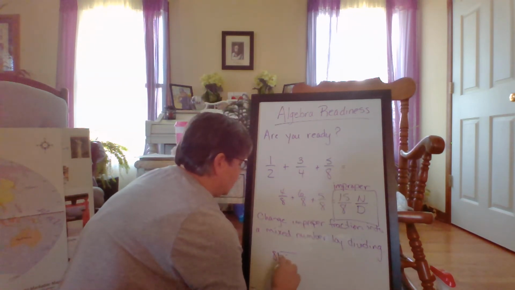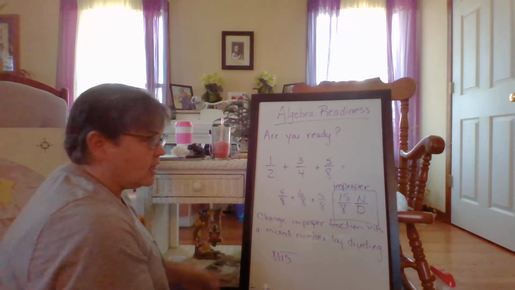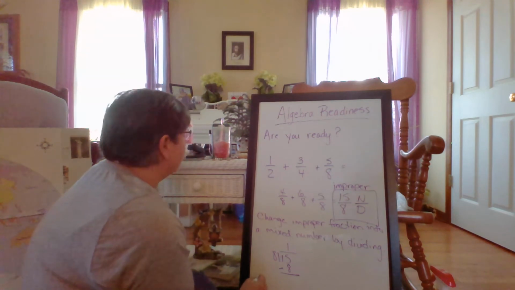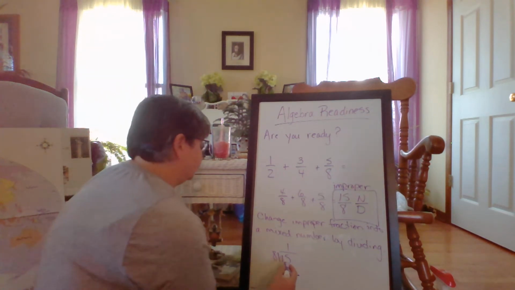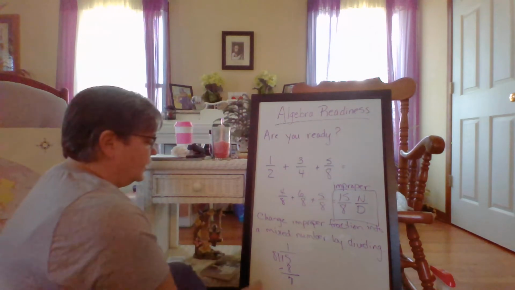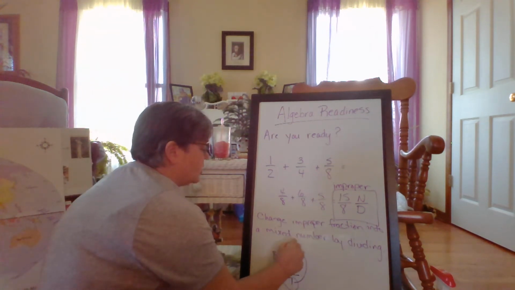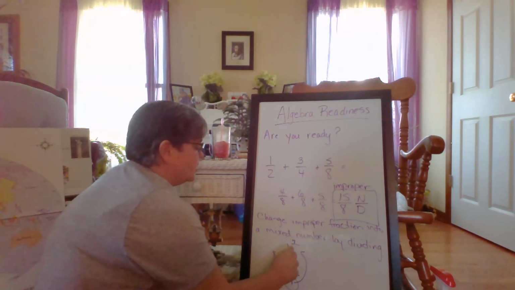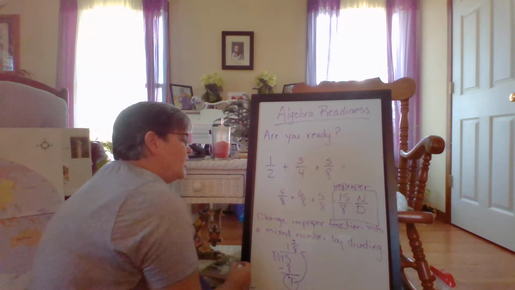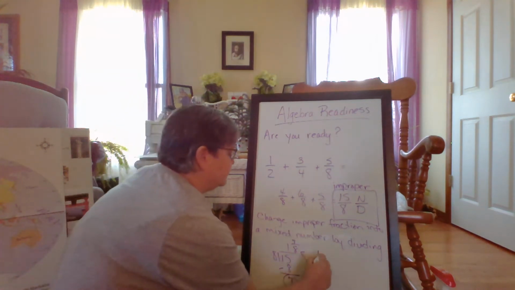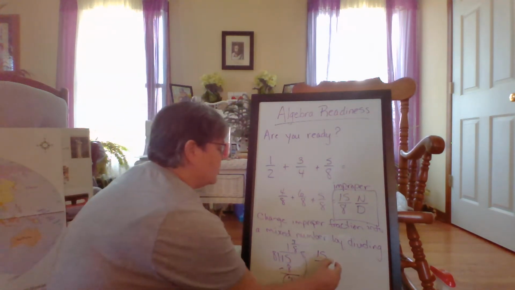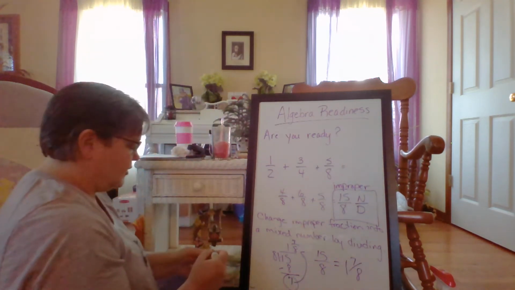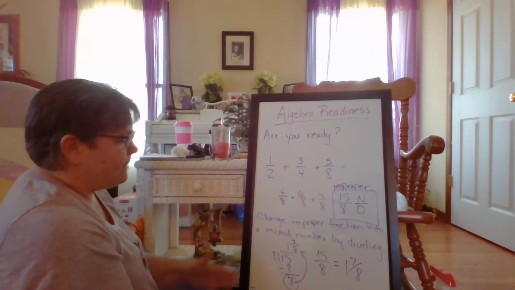Eight into 15 goes one time, of course. 1 times 8 is 8. Subtract 8 from 15 is 7. That 7 is going to become my new numerator, and my divisor here is my denominator. So 15/8 as an improper fraction is 1 and 7/8 as a mixed number.